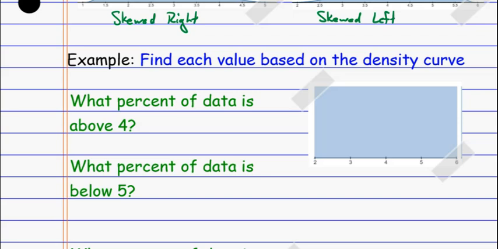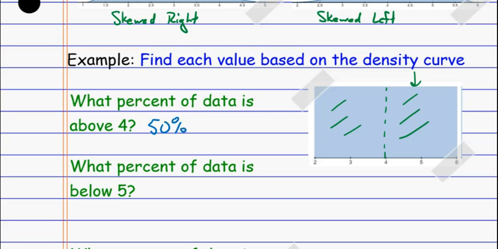It's evenly spread. So what percent of the data is above 4? Well, when we look at this thing, let me draw a little dotted line at 4. Well, we just say, well, this area is the same as this area, which means half of it is over here, so 50%, okay? So 50% of the data would be above 4.